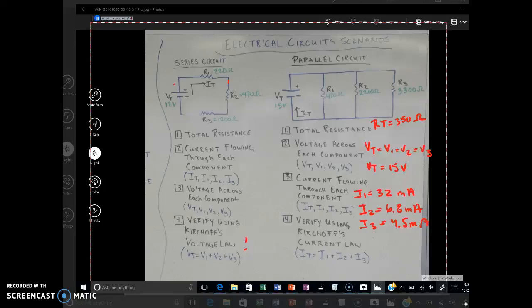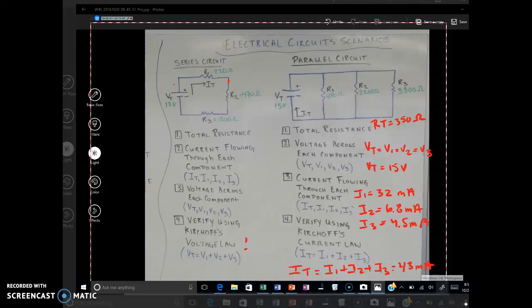And then it says verify using Kirchhoff's law. So Kirchhoff's law would simply state that if you add up all of these I1, I2, and I3, it's going to give you the total current across the power source, right? So I1 plus I2 plus I3, which is 32 milliamps, plus 6.8 milliamps, plus 4.5 milliamps will give you 43 milliamps.